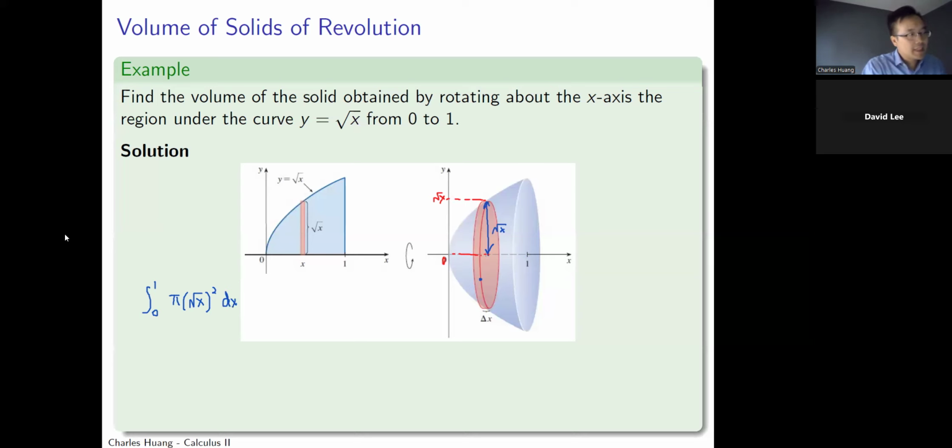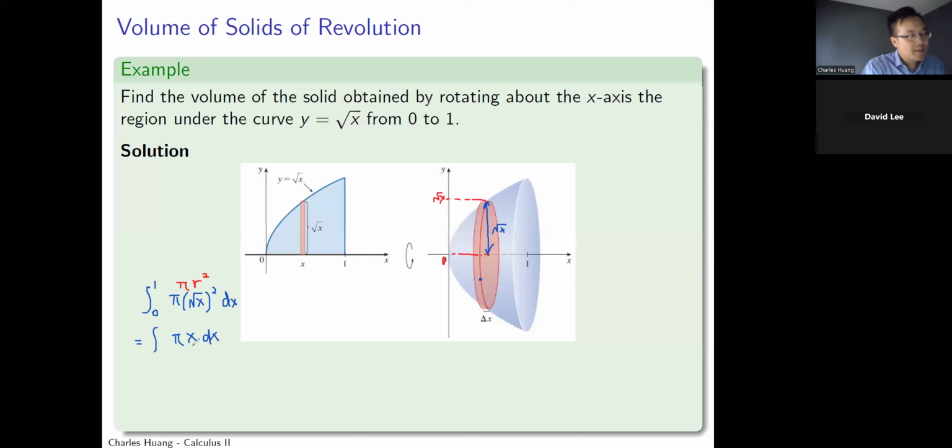Of course, the root x here, that's the radius, right? So we're doing pi r squared. We're kind of doing pi r squared. That's the area. In this particular question, root x squared is just x. So we're going to have pi times x dx.